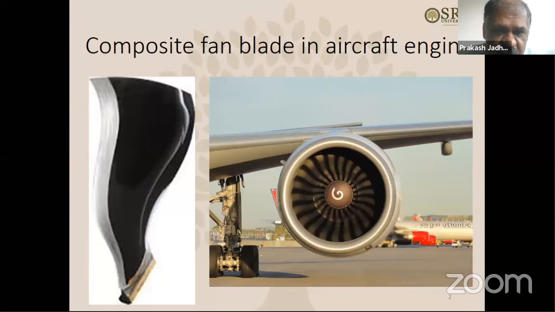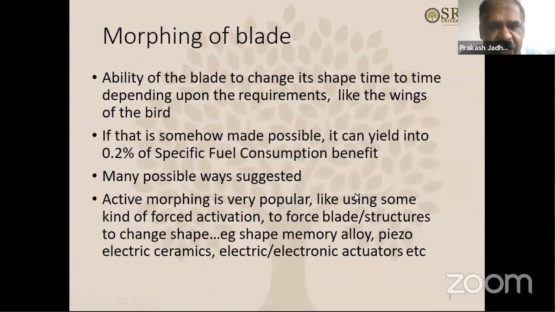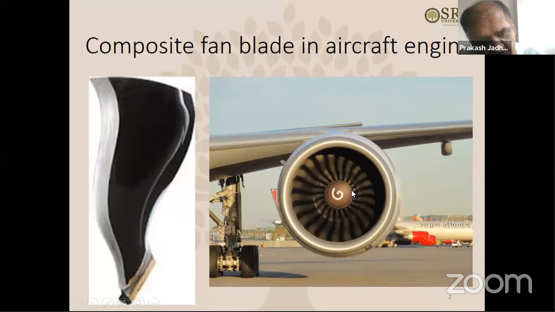Yeah, around 2000. I was working in GE for 7 to 8 years. During that period, I also worked on solving some of these design issues for this fan blade. So let's talk about one of the design issues, called morphing. Today we are going to talk about morphing. It will involve some smart material also.